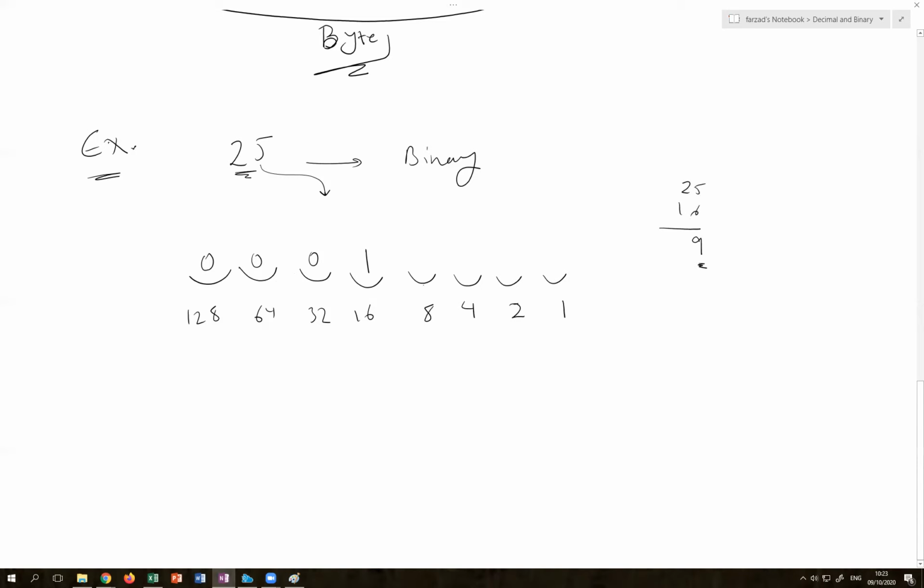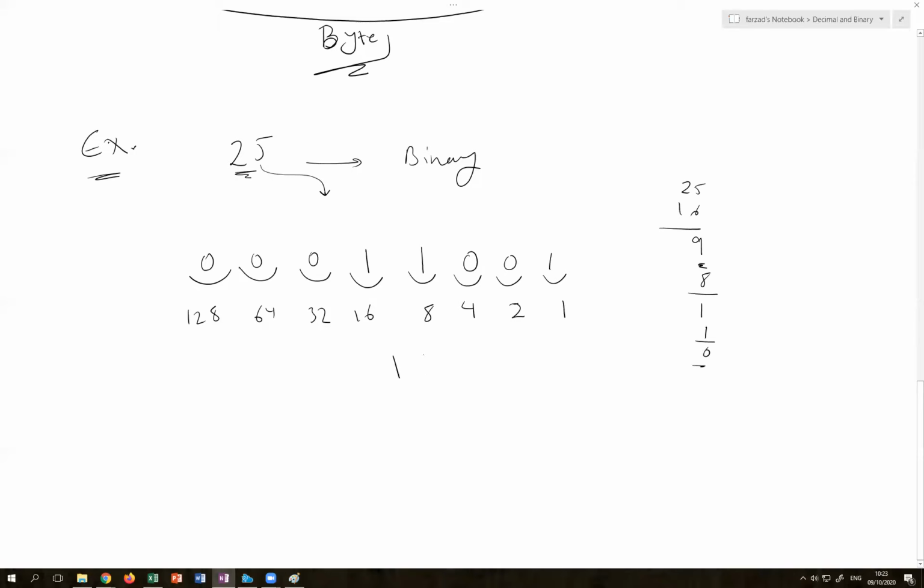So go to the next place. Do you have any 8 in 9? Yes, we can have 1 eight in 9 because 8 is less than that. If you subtract that, 1 remains. Do you have any 4s in 1? Nope. This is 0. Do you have any 2 in 1? Nope. 0. Do we have any 1 in 1? Yes, we have 1 in 1. So 1 minus 1 is 0. The remainder is 0. We stop here.